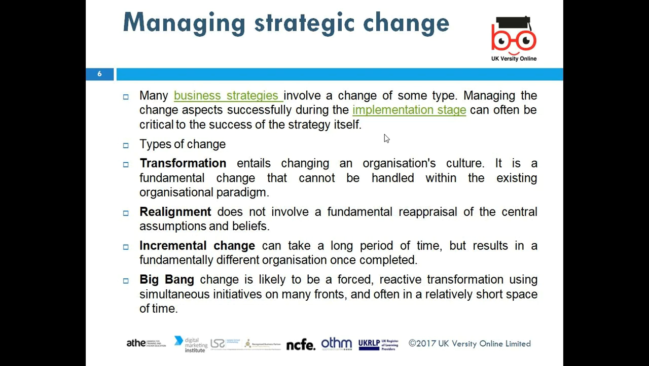Culture means norms, values, the way we do business, which represents or reflects our culture. It is a fundamental change that cannot be handled within the existing organizational paradigm, so maybe we can look around for totally new things. Realignment does not involve the fundamentals of the central assumptions and beliefs, which we will go through further. The next model will see an incremental change.